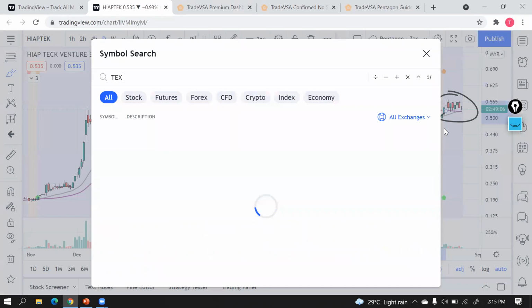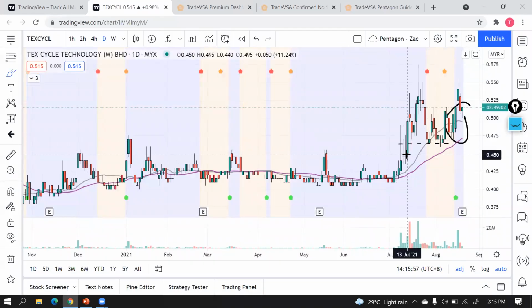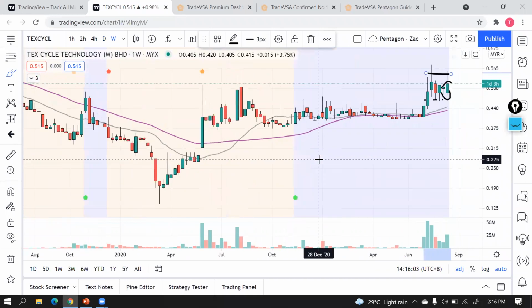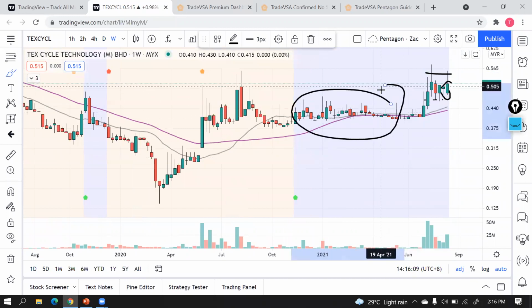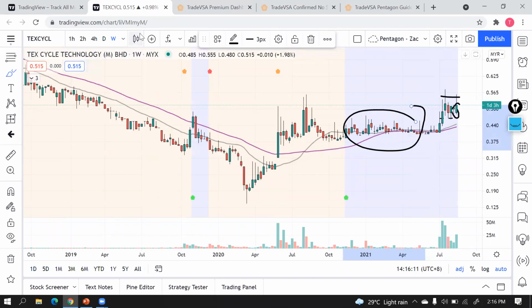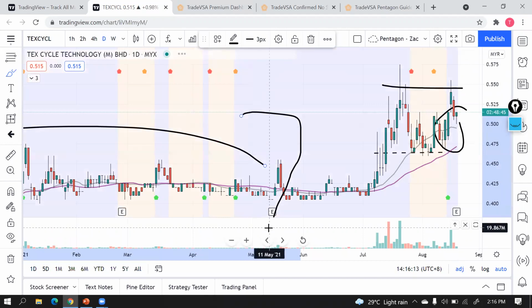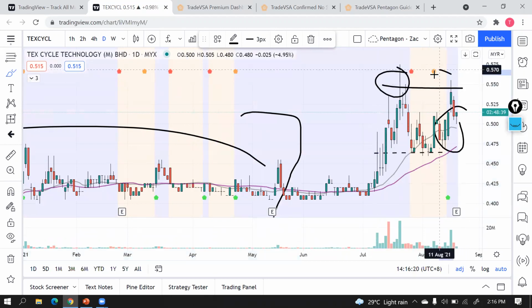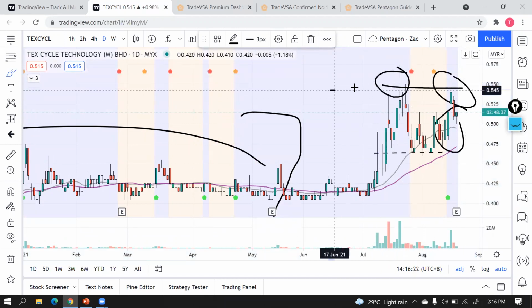Let's try Tech Cycle. Tech Cycle hit resistance and is probably doing some pullbacks right now, with no major weakness. This is based on weekly. There was strong accumulation previously, so I think they still have a chance to retry and break above the resistance. At the moment, I don't see any weakness at the top.